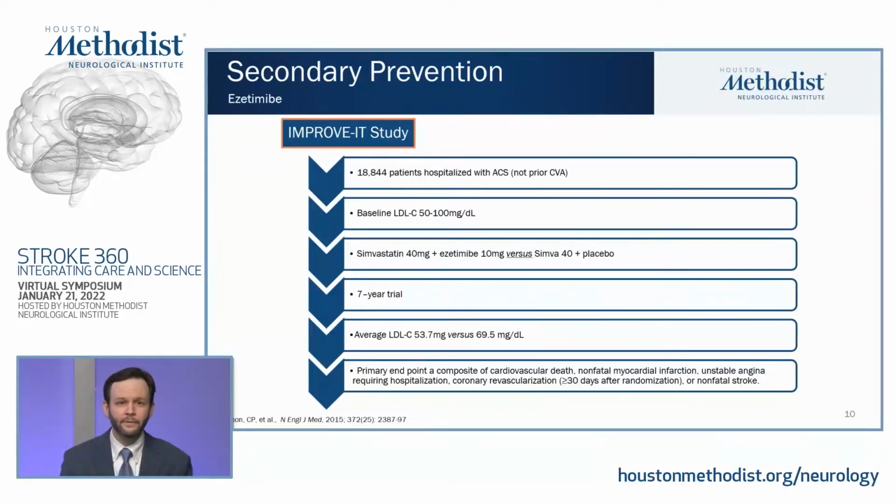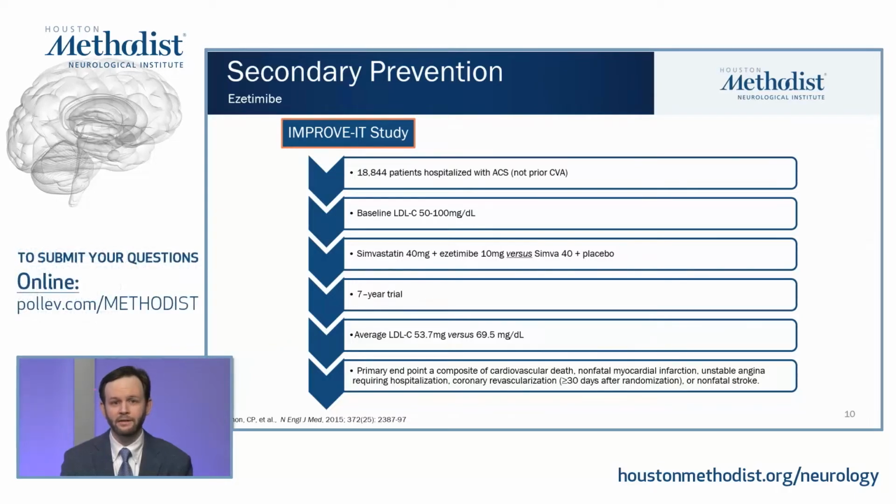In this study, there were over 18,000 patients that were hospitalized with acute coronary syndrome. So this was not a stroke study, but it did have ischemic stroke outcome measures. The baseline LDL for patients in that study was 50 to 100 milligrams per deciliter on a max tolerated statin. The therapy options were simvastatin 40 milligrams, which is moderate intensity, plus the treatment drug ezetimibe, versus simvastatin, the moderate intensity drug, alone. This was a 7-year trial, and the average LDL was 50 in the treatment arm versus close to 70 for simvastatin alone.